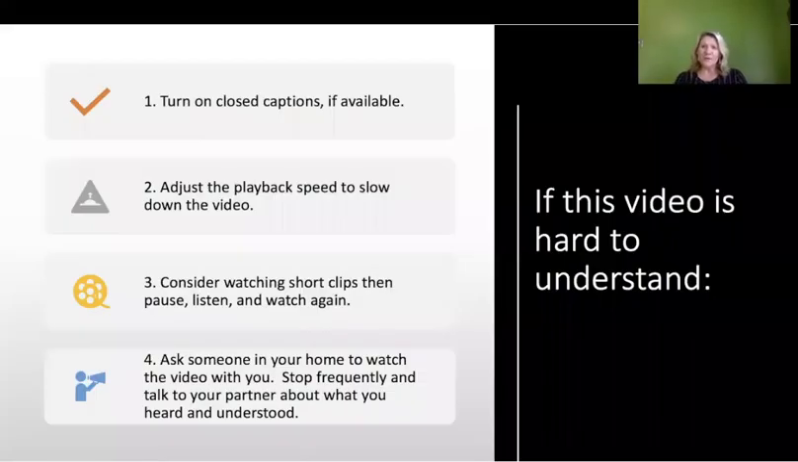If this video is too hard to understand, there's some things you can do. Turn on closed captions if available. Adjust the playback speed to slow down the video. Consider watching short clips and then pause, listen, and watch again. Ask someone in your home to watch the video with you. Stop frequently and talk to your partner about what you heard and understood.